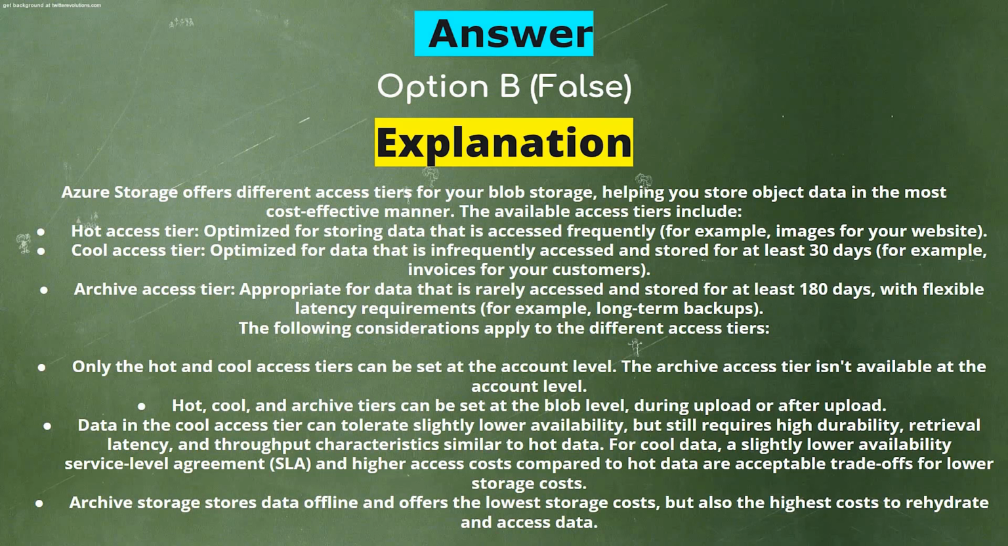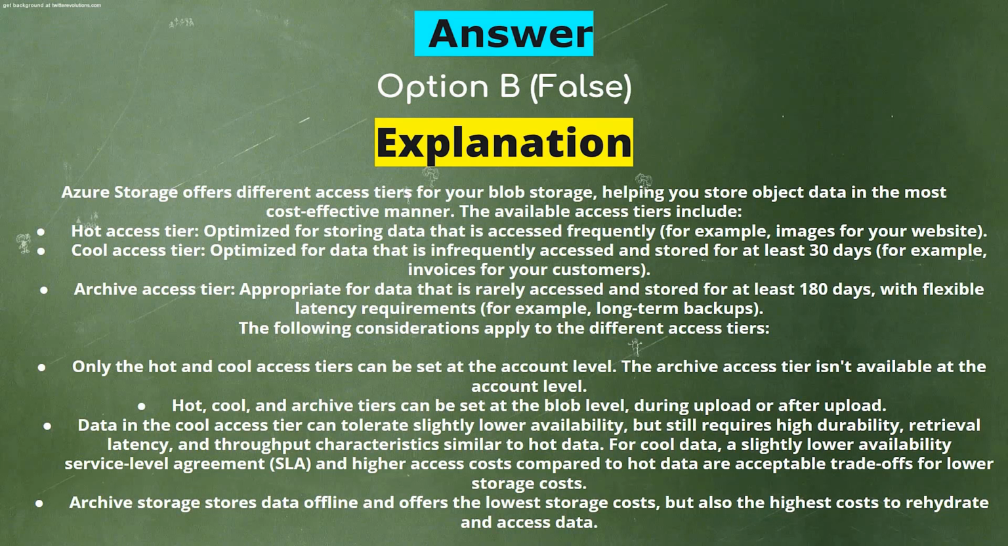The following considerations apply to different access tiers. Only the hot and cool access tiers can be set at the account level. The archive access tier isn't available at the account level. Hot, cool, and archive tiers can be set at the blob level, during upload or after upload. Data in the cool access tier can tolerate slightly lower availability, but still requires high durability, retrieval latency, and throughput characteristics similar to hot data.